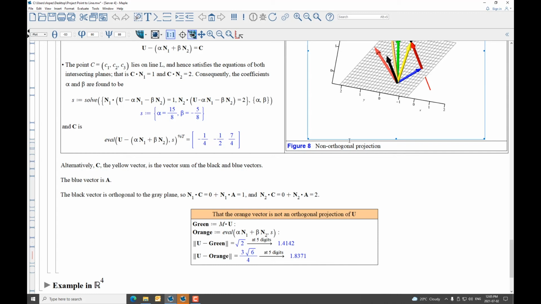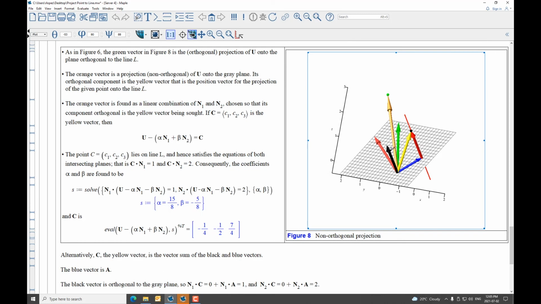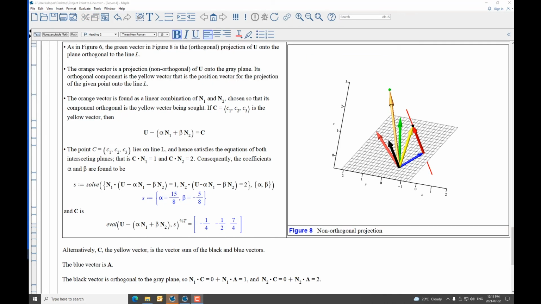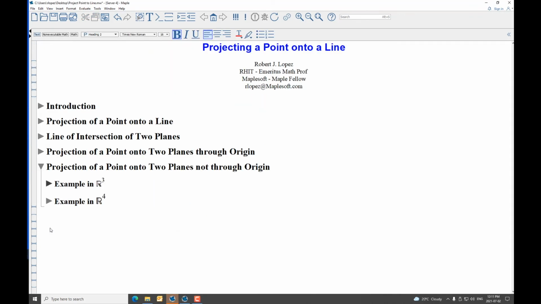Orthogonal component, that's what this yellow guy is, turns out to be this, which is greater than the 1.4. So indeed, this green vector is still an orthogonal projection, minimal error from here to here. So from here to here is greater. Well, there's one more example I want to look at.